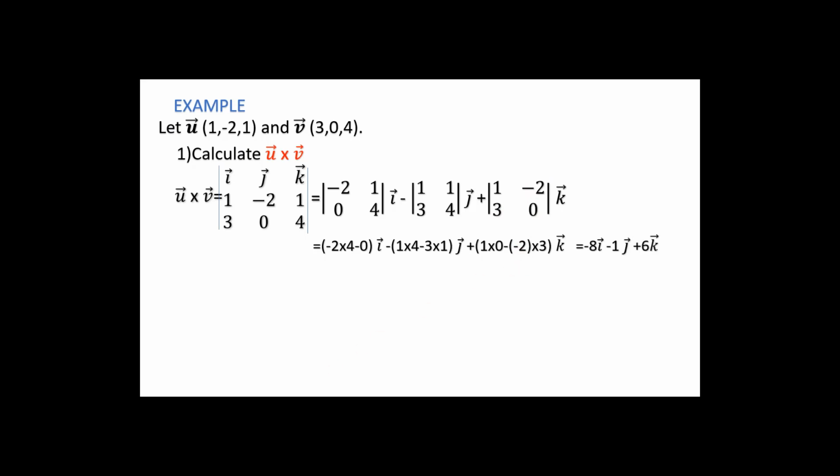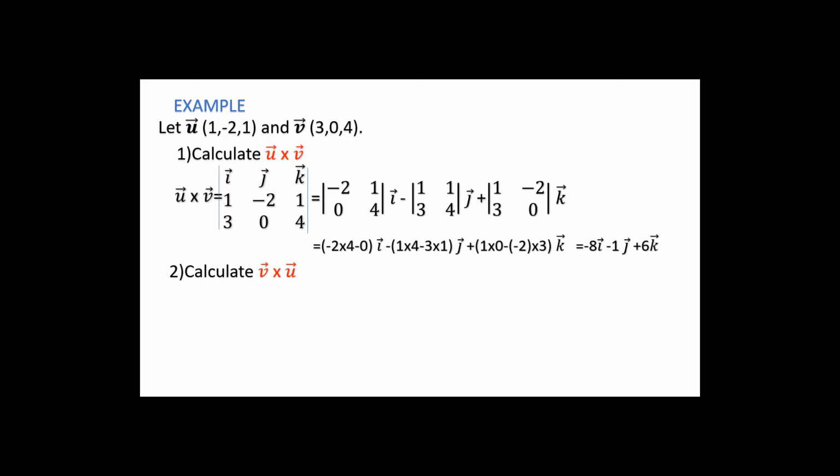So equal minus 2 multiplied by 4, minus 8, minus 0, so minus 8 vector i. Minus 4 minus 3, 1, so minus 1 vector j, or minus vector j. Plus 1 times 0, 0, minus 2 times 3, minus 6, minus times minus plus 6, so plus 6 vector k.